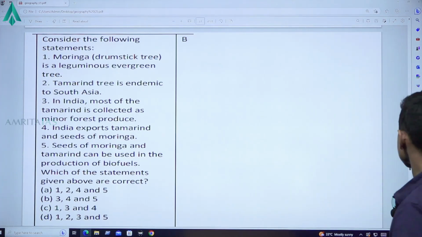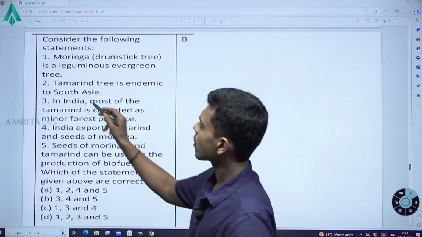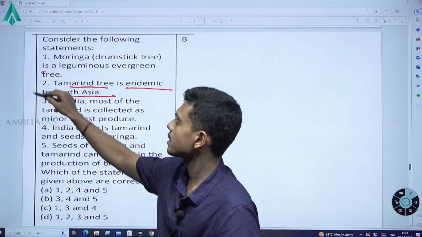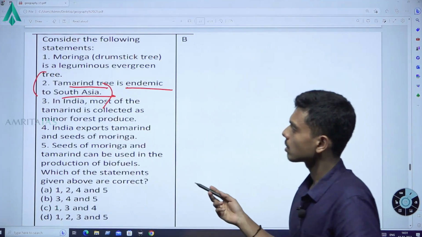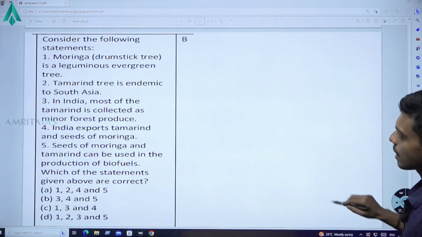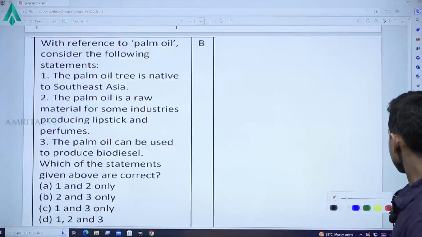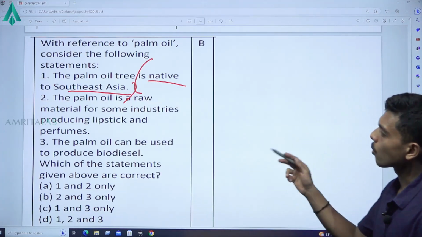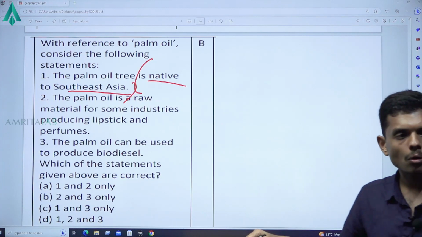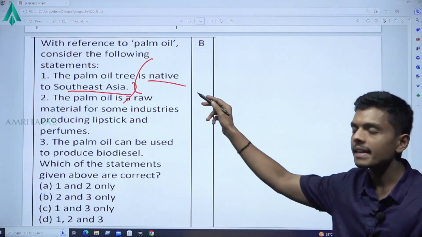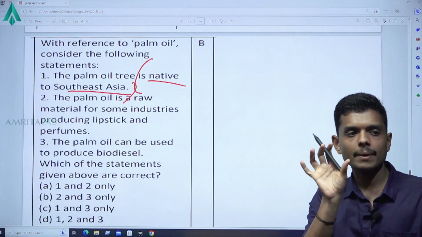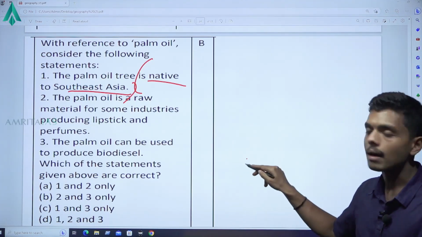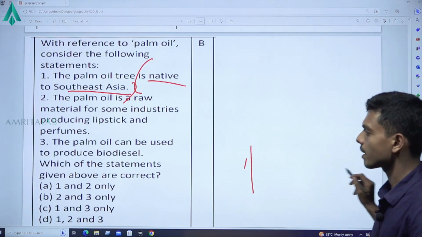In the same year there were two questions where one crop was mentioned and they ask whether it is endemic to a place. One statement was that tamarind is endemic to South Asia, but it's not; it's native to Africa. The second was that palm oil is native to Southeast Asia. In both questions the statement was wrong. So whenever UPSC has a statement saying 'is native to', have a thought process. Mostly I think UPSC wants us to eliminate that. I'm not saying this 100%, but use your logic and apply that.